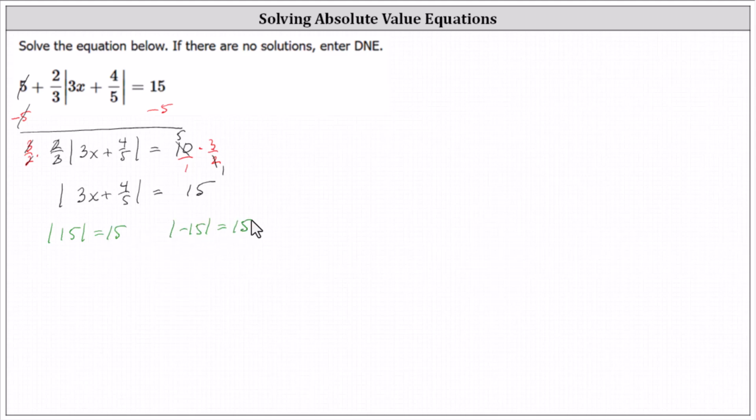equals 15, we need to set up and solve two equations, where one equation is 3x plus 4/5 equals positive 15, and the second equation is 3x plus 4/5 equals negative 15.